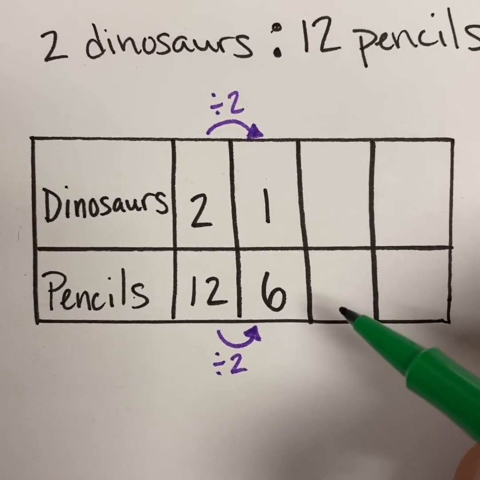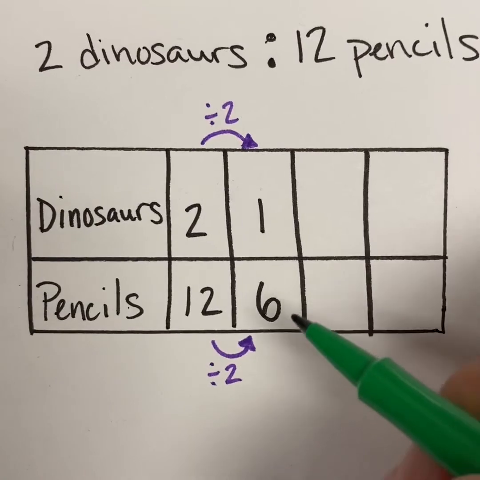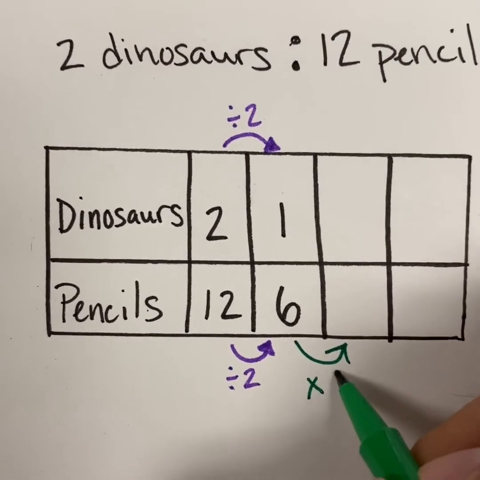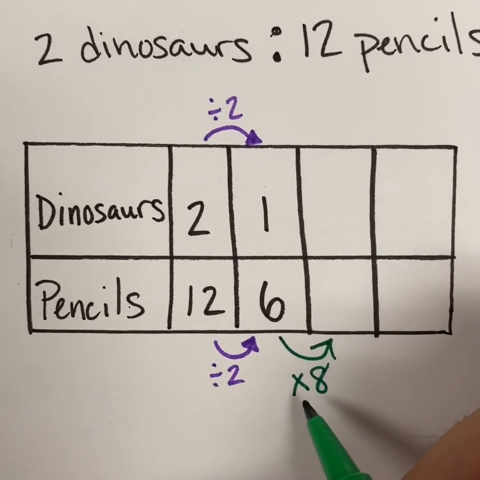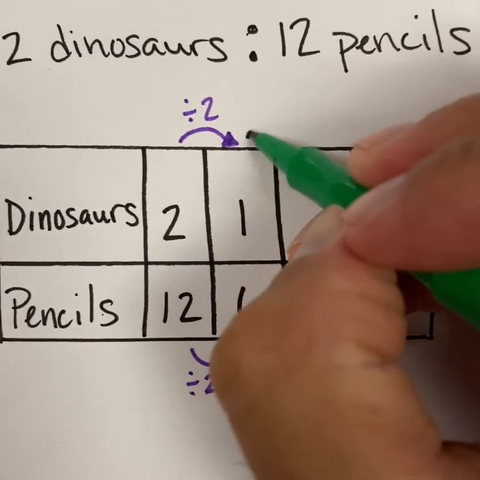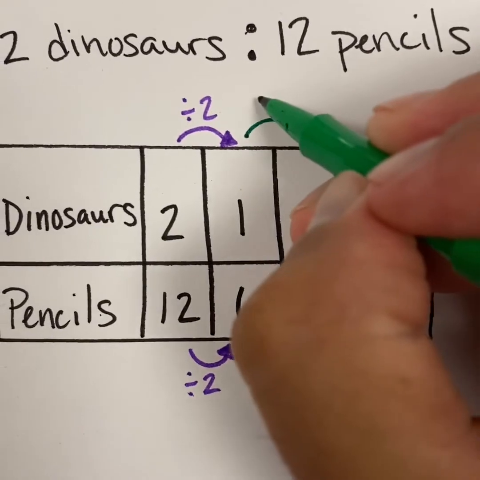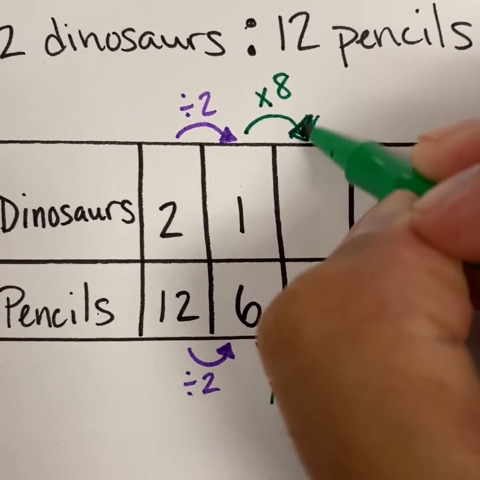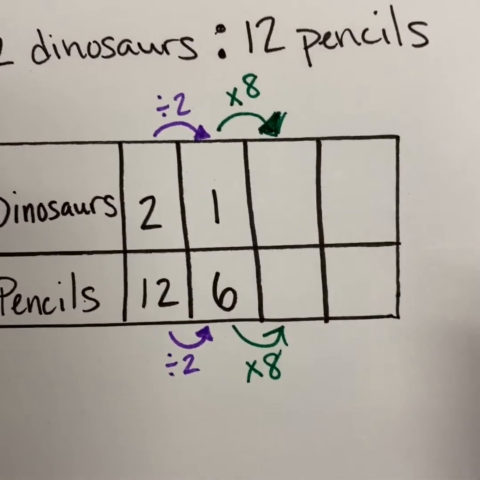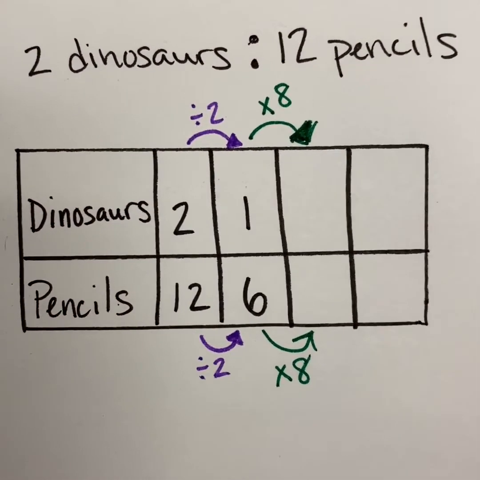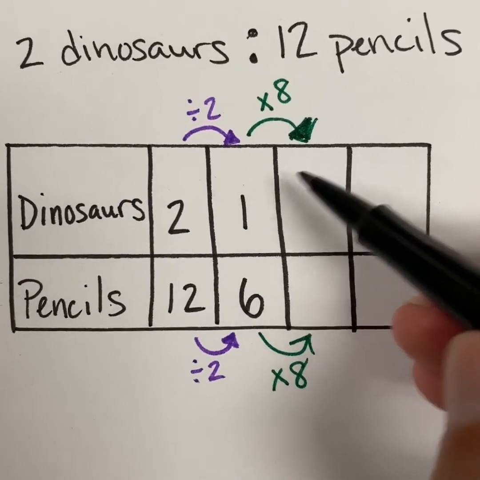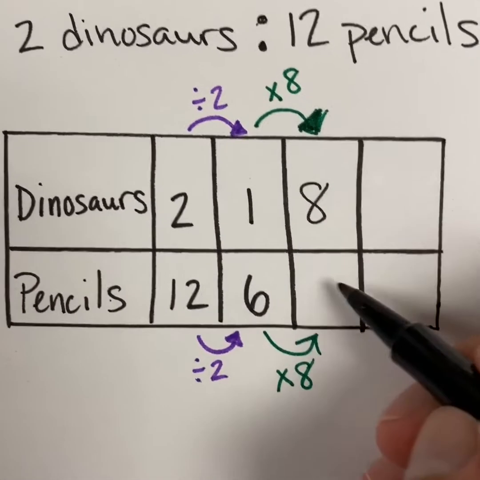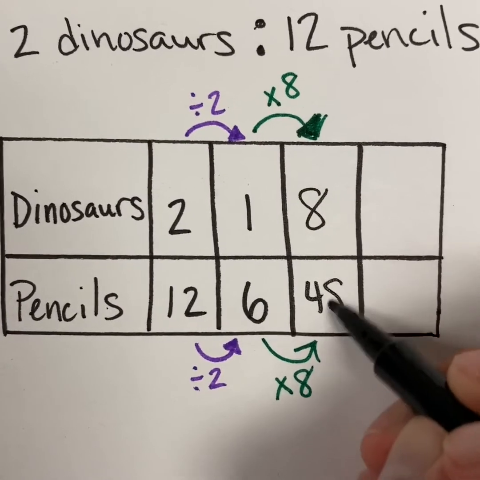Okay, I know that 8 times 6 is going to give me 48. So we are actually going to scale up, and we're going to use a factor of 8. We're going to multiply the bottom by 8, and if we multiply the bottom by 8, we have to do the same thing to this top number as well. Let's clean this up a little bit. There we go. And when we do this correctly, we're going to get 1 times 8 is 8. 8 times 6 is 48.